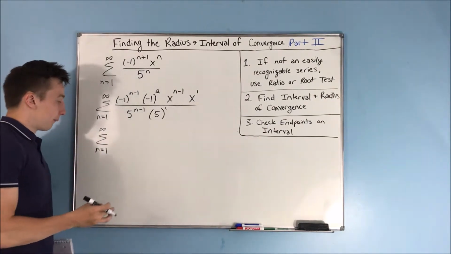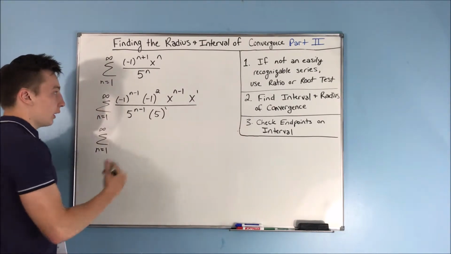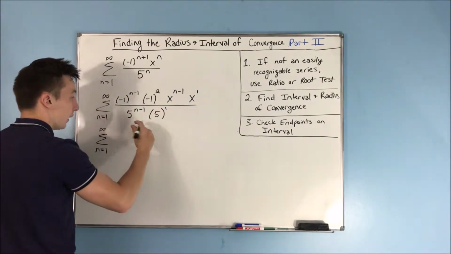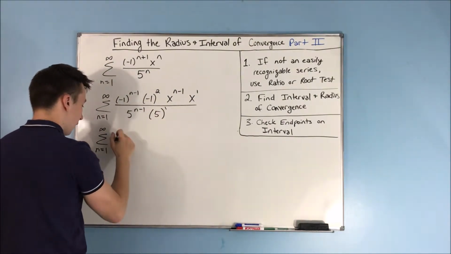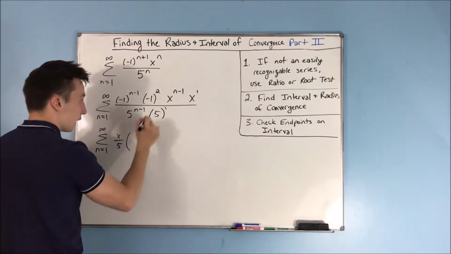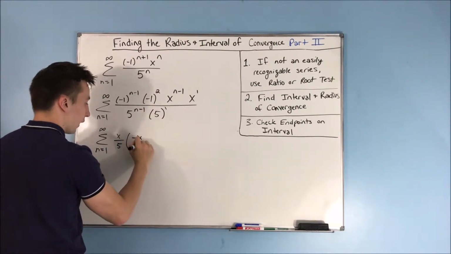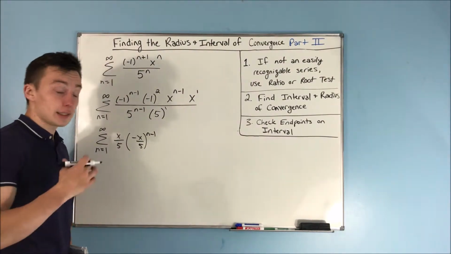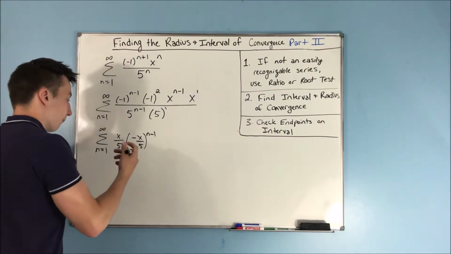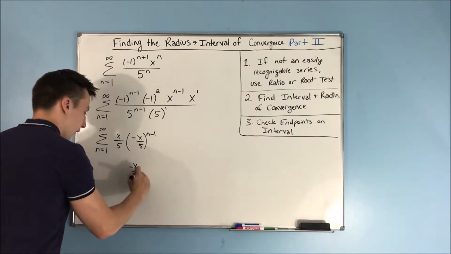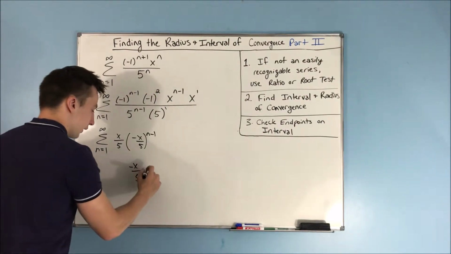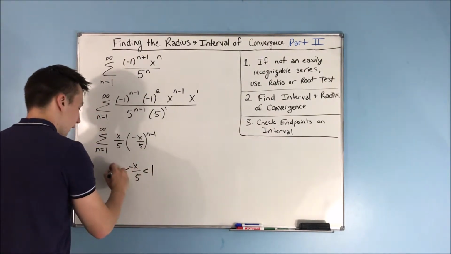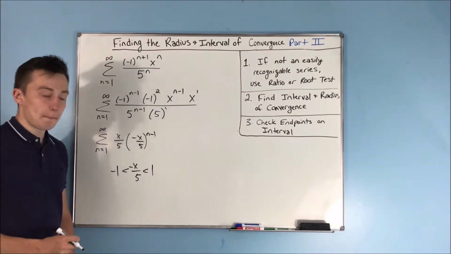Okay, so we have the sum from n equals 1 to infinity of, well, this (-1)^2 is just going to be 1, and we'll have an x over 5 times a negative x over 5 to the n minus 1. So this negative x over 5 right here, that's our r. So for this power series to be convergent, we need to have this r in between -1 and 1.